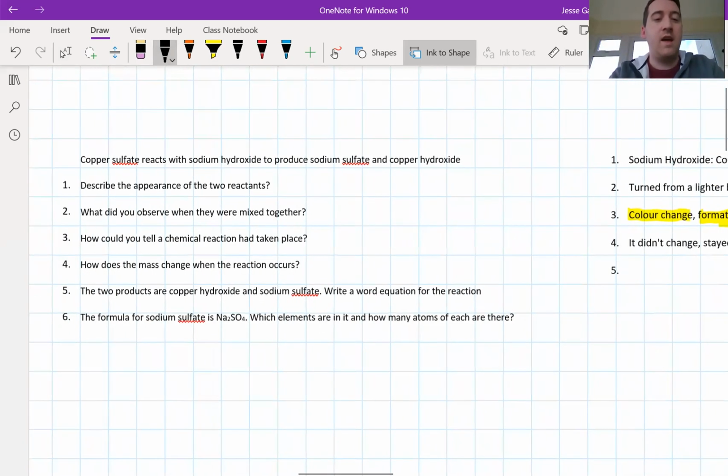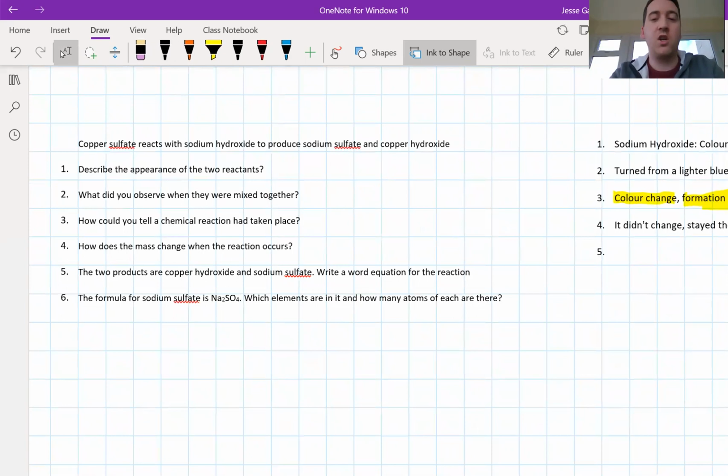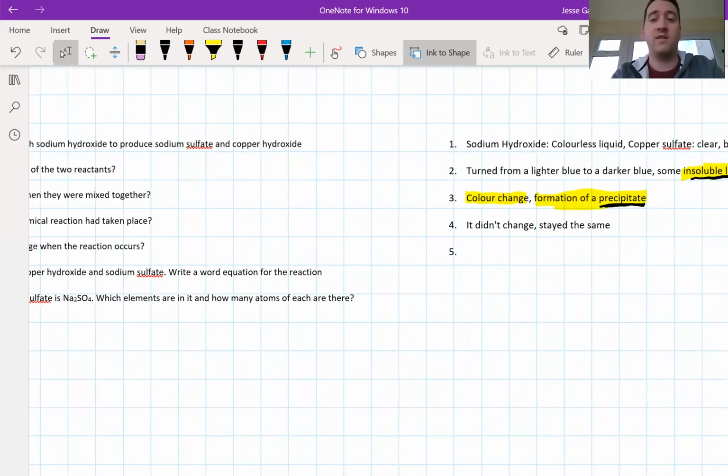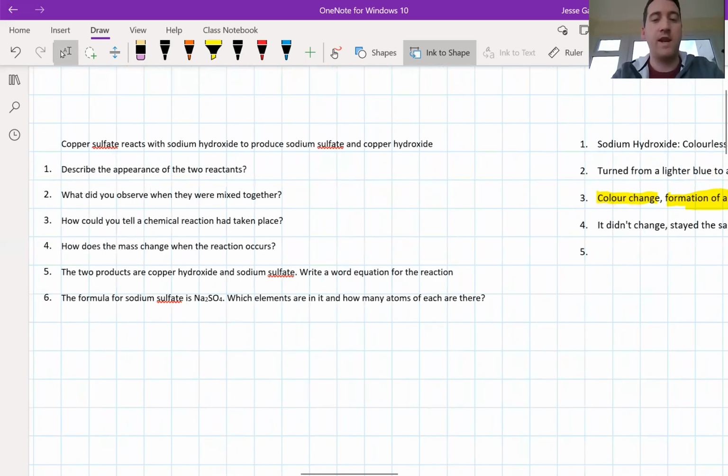Next one, how does the mass change when the reaction occurs? It didn't change. It stayed the same. And hopefully, that might have sounded like a little bit of a trick question, but hopefully that's what you wrote, that it didn't change, it stayed the same. What about the next ones?